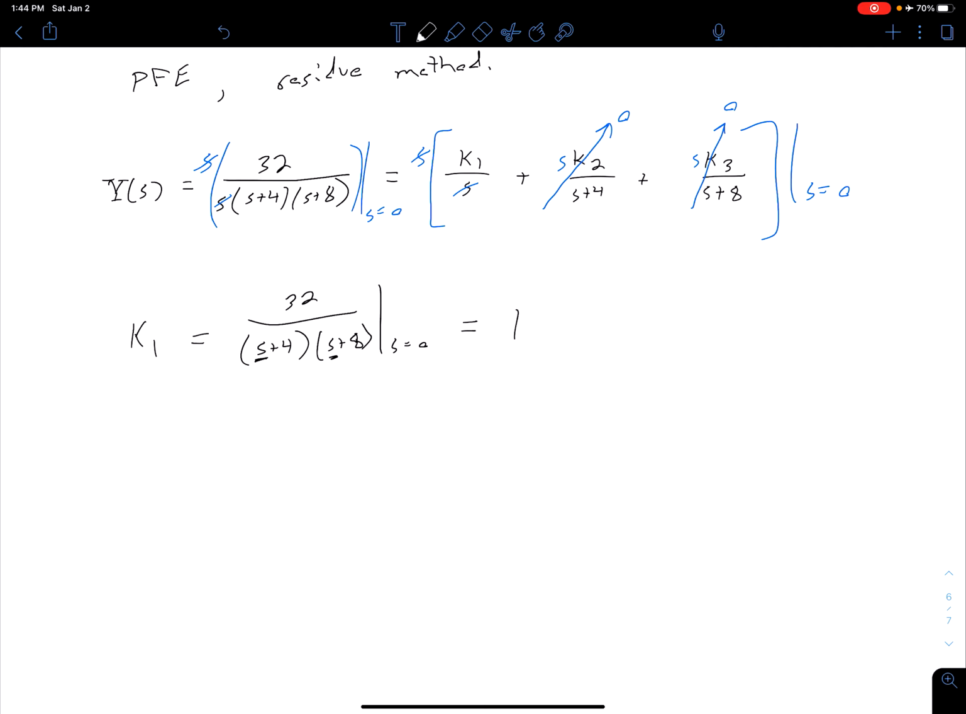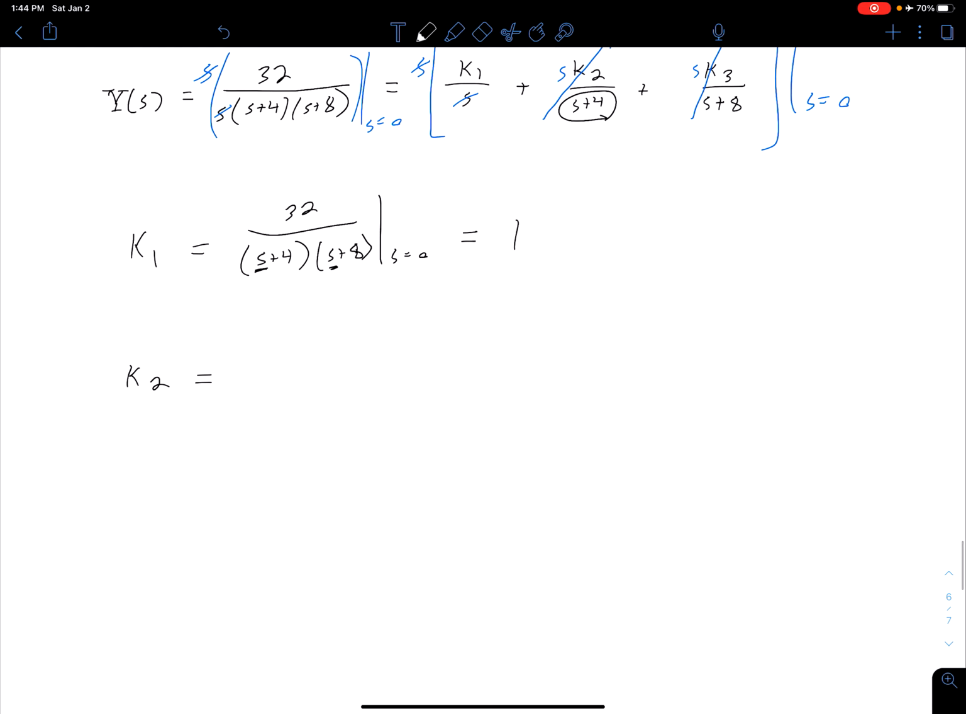So for solving for k2, we're multiplying both sides by s plus 4, and we're going to evaluate at negative 4, the value that makes this term in the parentheses, circled here, equal to 0. Not showing all the details of that because, again, we're just quickly going over this. We would have k2 is equal to 32 divided by s times s plus 8 evaluated at s equals -4. Plugging in -4 for s here and here, we get that k2 is equal to -2.